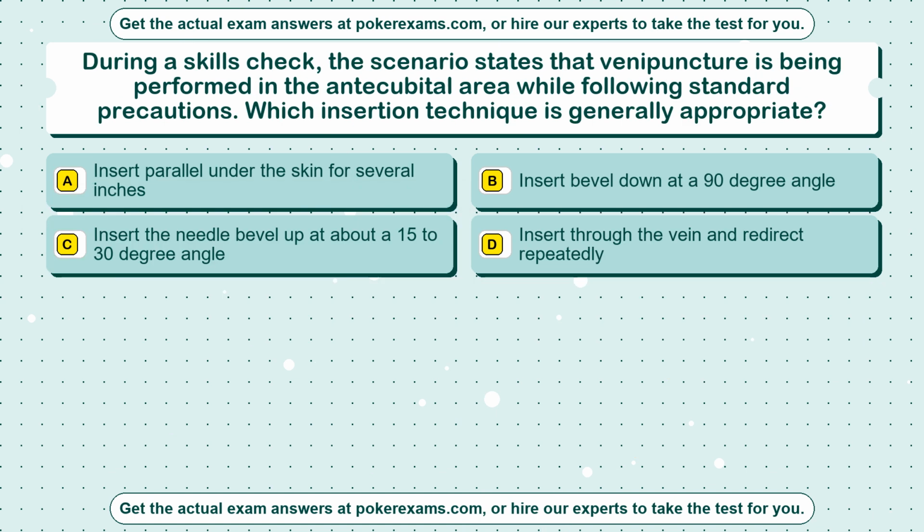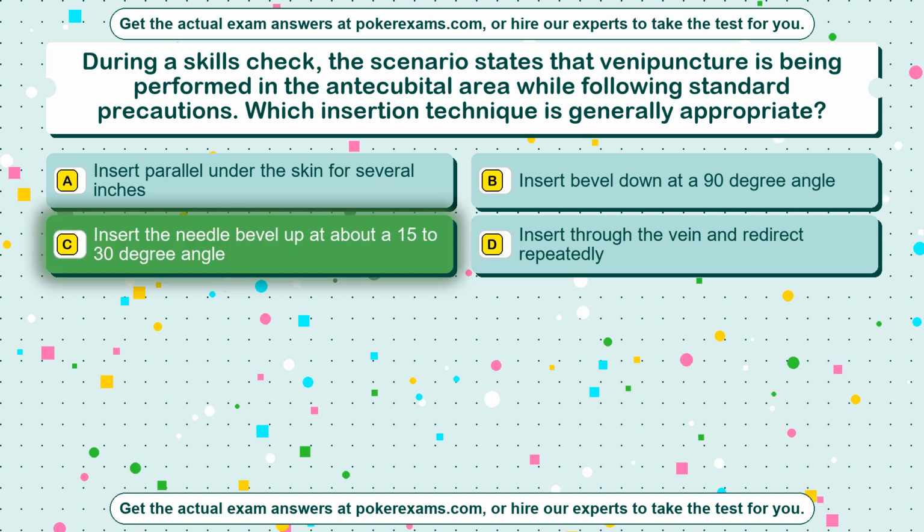Question 23. During a skills check, the scenario states that venipuncture is being performed in the antecubital area while following standard precautions. Which insertion technique is generally appropriate? Option A, insert parallel under the skin for several inches. Option B, insert bevel down at a 90-degree angle. Option C, insert the needle bevel up at about a 15 to 30-degree angle. Option D, insert through the vein and redirect repeatedly.